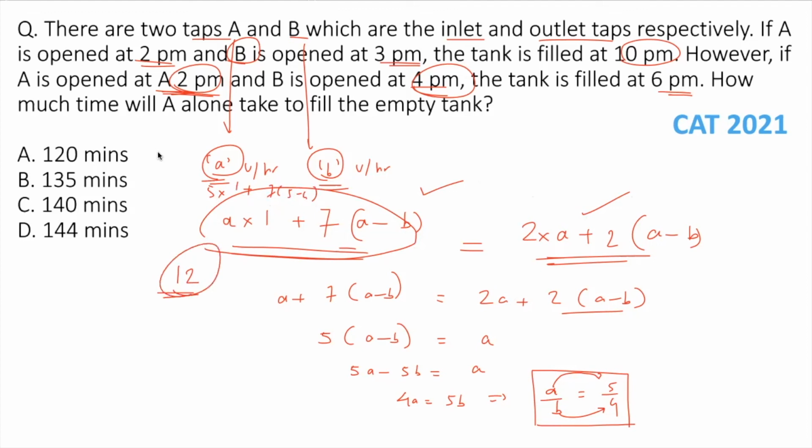Now they're asking you how much time will A alone take to fill the empty tank? A has to fill 12 units at the rate of 5 units per hour. The time taken is 12 by 5, which is 2.4 hours. If you multiply 2.4 with 60, you will basically get 144 minutes. That is the answer to the question, option D.